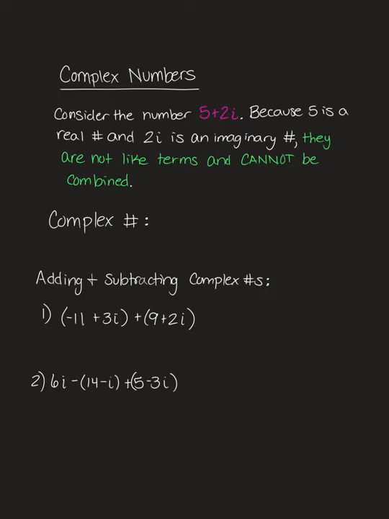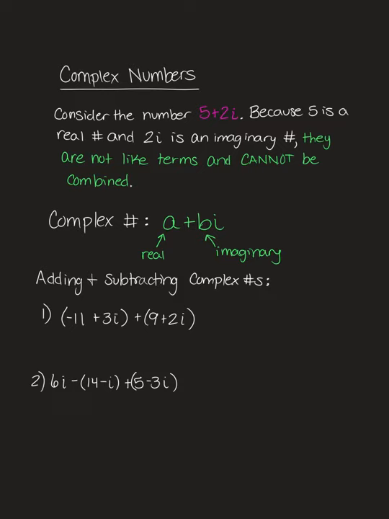It is most often written in this form, a plus bi, where a is your real part, and then the bi, that's the imaginary. Okay, so we can add, subtract, multiply, and divide these complex numbers using different methods. So let's first talk about adding and subtracting. In this case, it is just combine like terms.